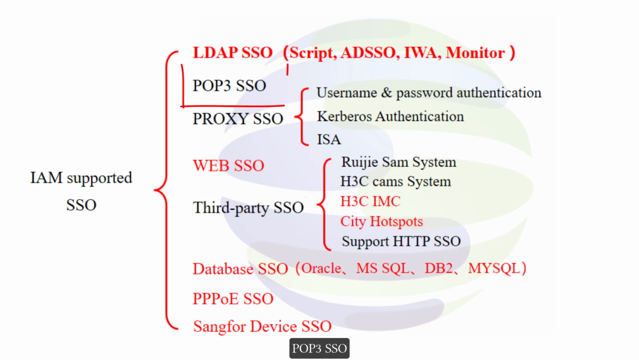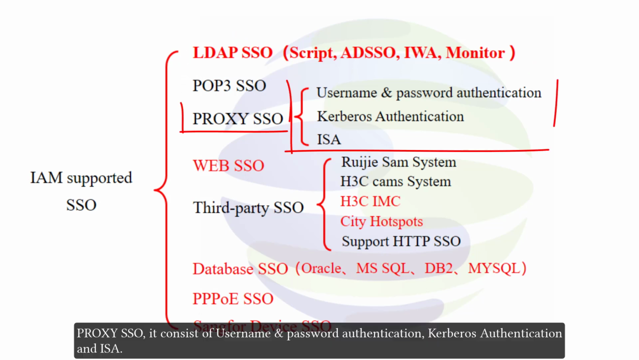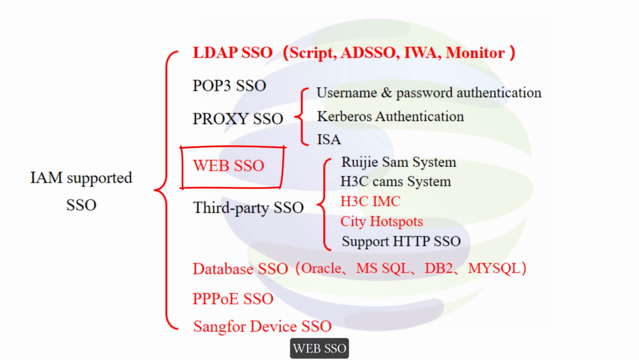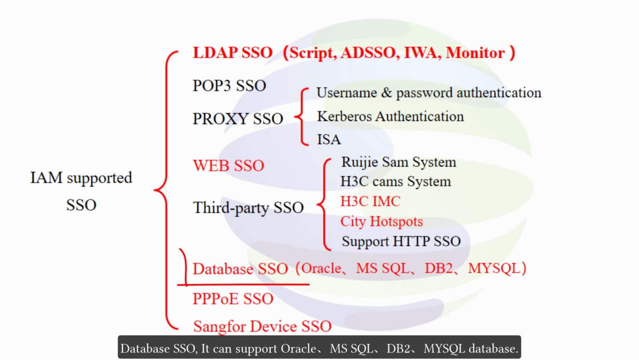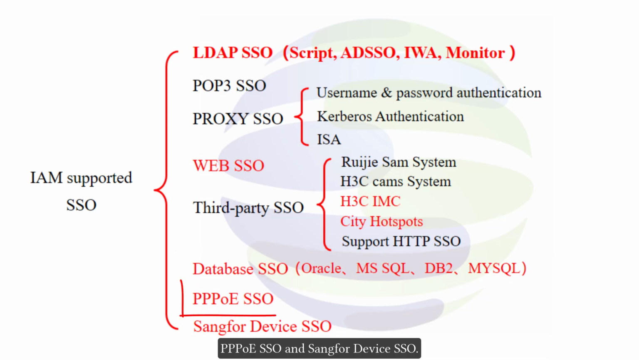mode. POP3 SSO. Proxy SSO, which consists of username and password authentication, Kerberos authentication and ISA. Web SSO. Third-party SSO, which can support Ruchi SAN system, HEC-CAM system, HEC IMC, city hotspots and can support HTTP SSO. Database SSO, which can support Oracle, MS SQL, DB2, MySQL database. PO-SSO and Sangfor device SSO.